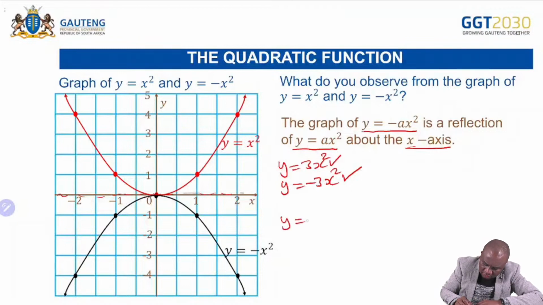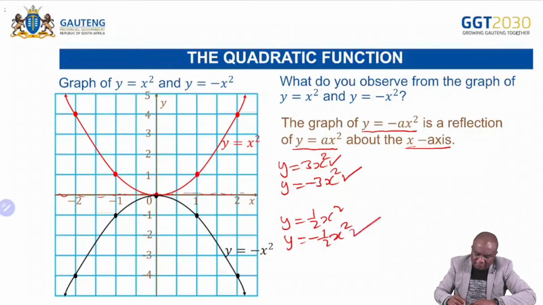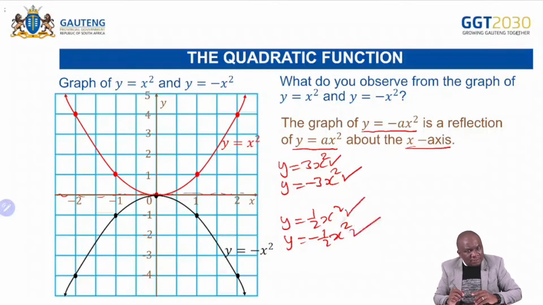We have y is equal to half x squared. Y is equal to -half x squared. This graph is a reflection of this graph about the x-axis. Okay? Right. Please write your notes for 1 minute.